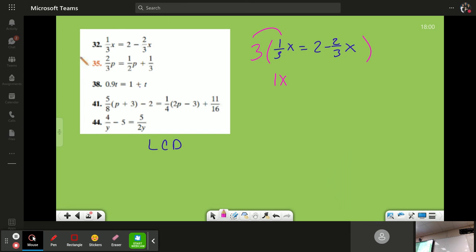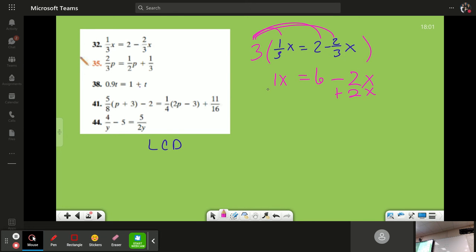That fraction's gone. Every term up here, 3 times 2 is 6, minus 3 times 2 again is 6, divided by 3 is 2, right? So I just wrote an equivalent equation and I don't have any fractions to deal with. Is that better? Or do you want to work with the fractions? Or would you rather not do it at all?